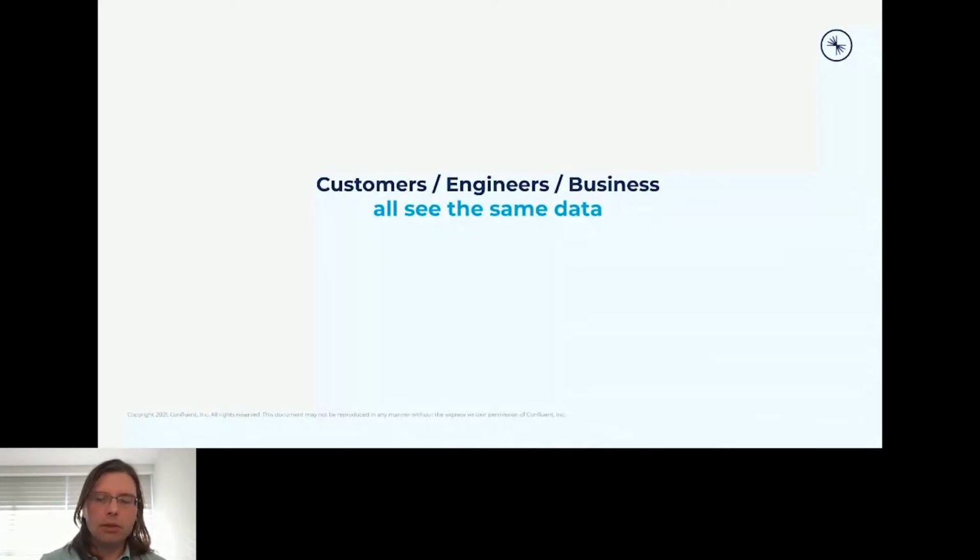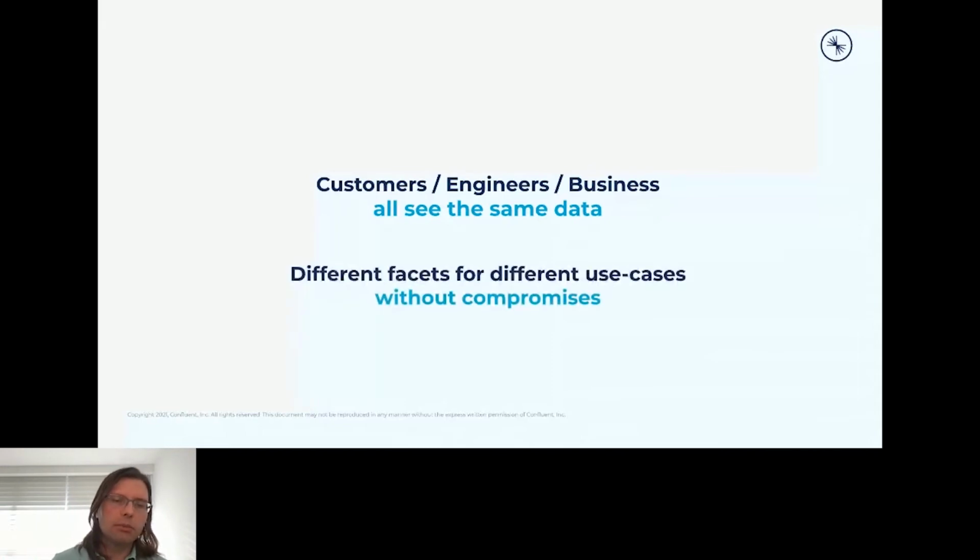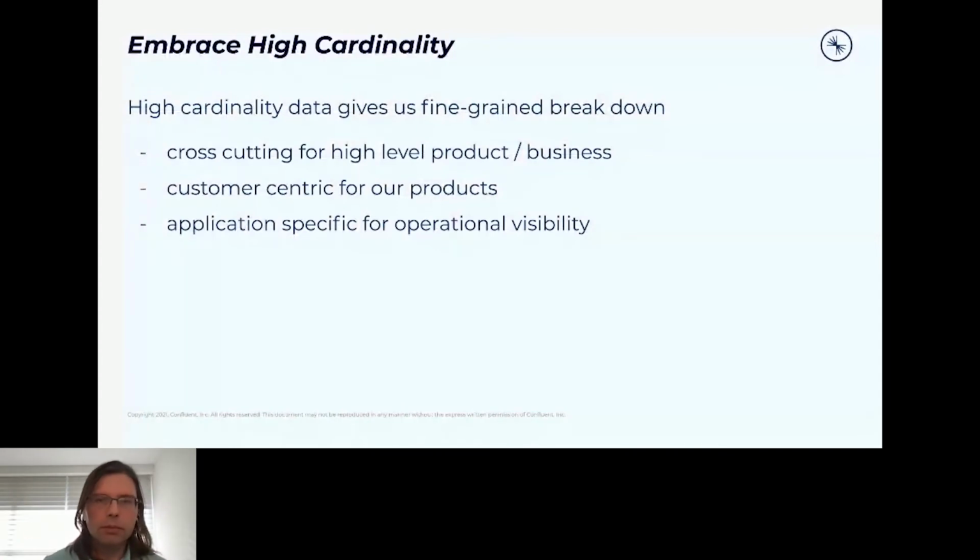And really, being able to expose all this data, different facets of the same data, for all these different use cases, we can do that without compromises by using this infrastructure, because we can have production grade APIs. They're low latency. We can build data products, and we can provide ad hoc tools to look into this data. So how do we do this? Well, of course, we have to embrace high cardinality.